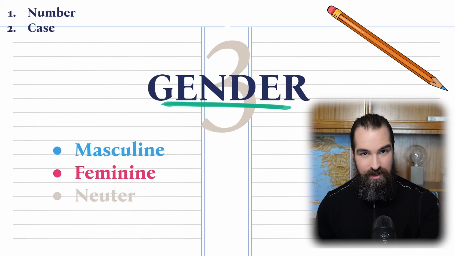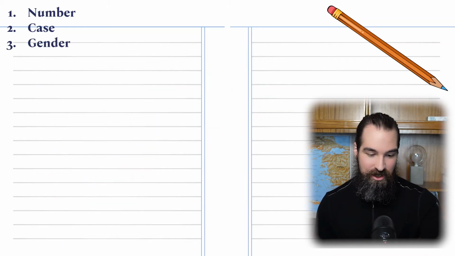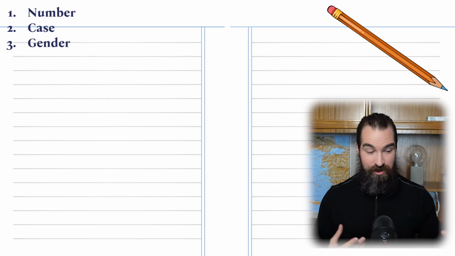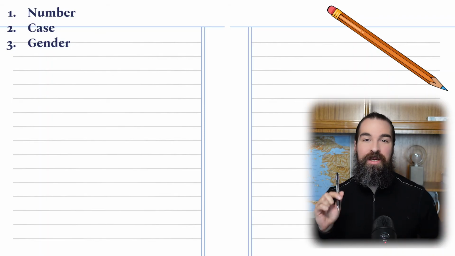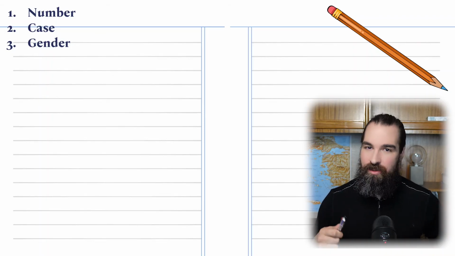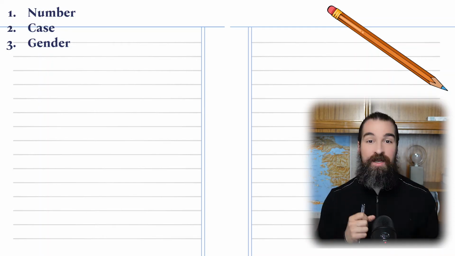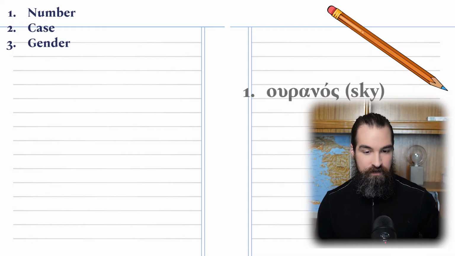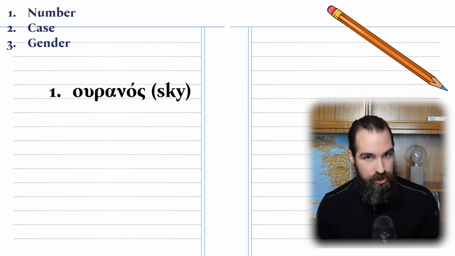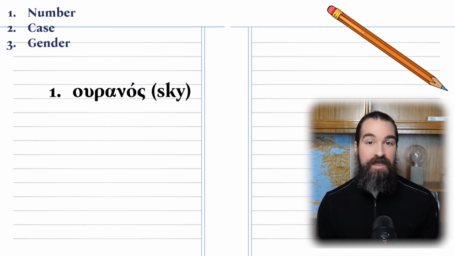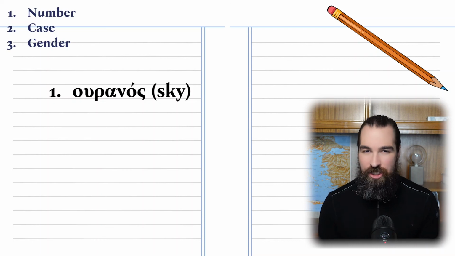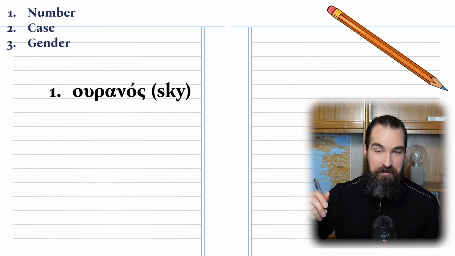Now, one more point about gender. Let's look at these words. And what I actually want you to do, this is why you need a notebook, is write down what gender you think the word is. Not going to give you much help, just guess. Number 1, Uranos. Uranos means sky. What gender do you think that is? Why don't you write it down? Is it masculine, M, feminine, F, or N, neuter?